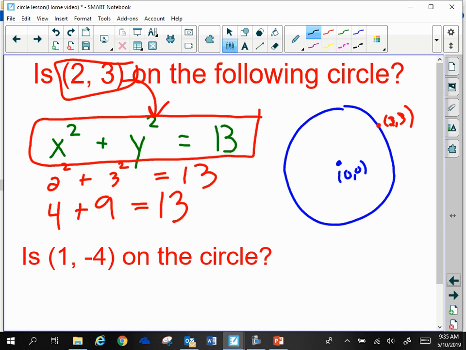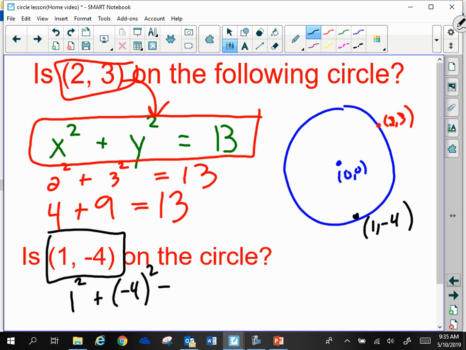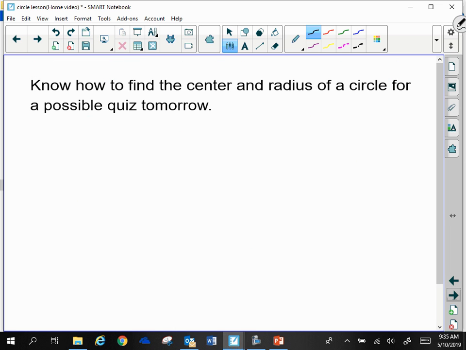Well, how about (1, -4)? If I go over 1, down 4, do you think that point right there, (1, -4), is on it? That would be 1 squared plus negative 4 squared. Does that equal 13? I believe that equals 17. So this one is not on it, and this one is on it. That's one last thing that I had to talk about.